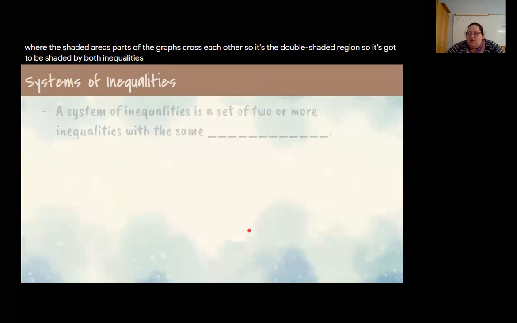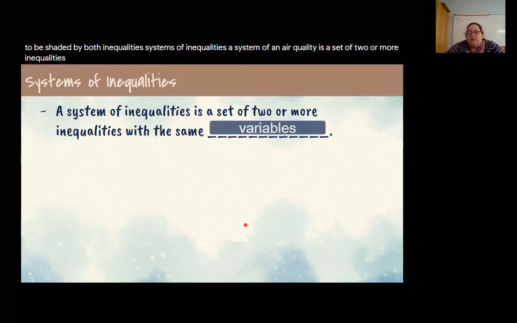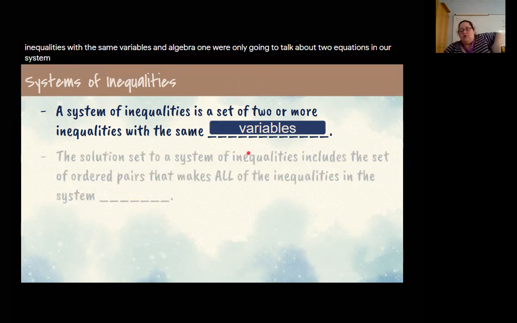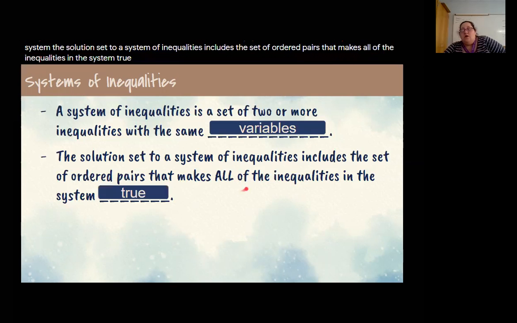So, systems of inequalities. A system of inequalities is a set of two or more inequalities with the same variables. In Algebra 1, we're only going to talk about two inequalities in our system. The solution set to a system of inequalities includes the set of ordered pairs that makes all of the inequalities in the system true. So all of them have to be true. It can't be true for 2 out of 3.